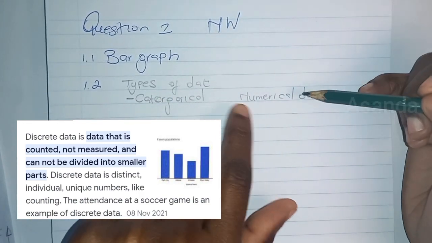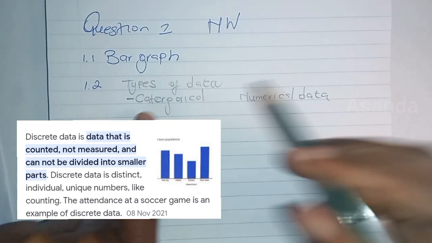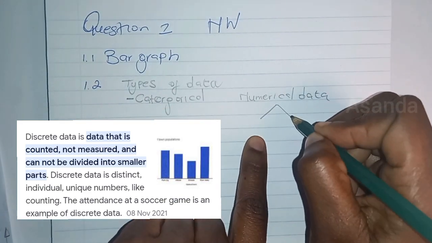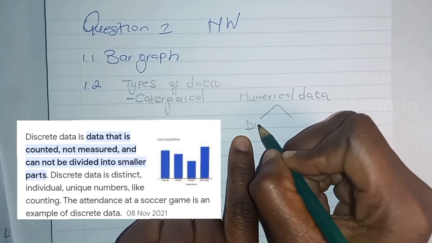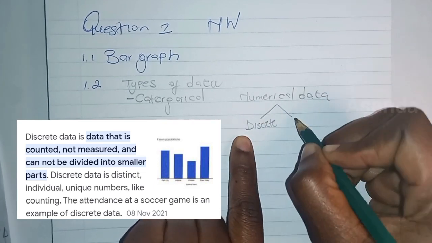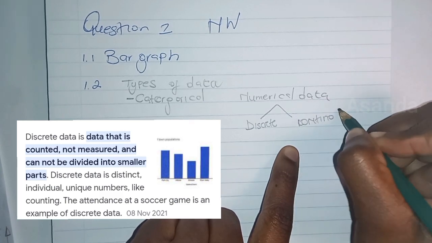Categorical data and numerical data are two types of data, right? And then numerical data is separated into two. We have discrete data and we have continuous data.